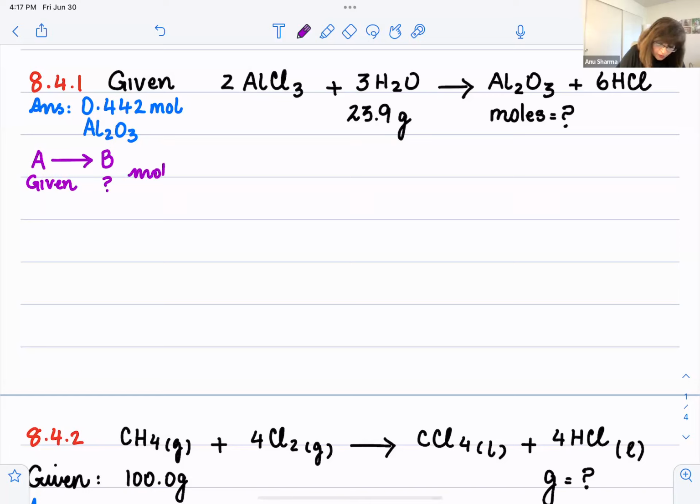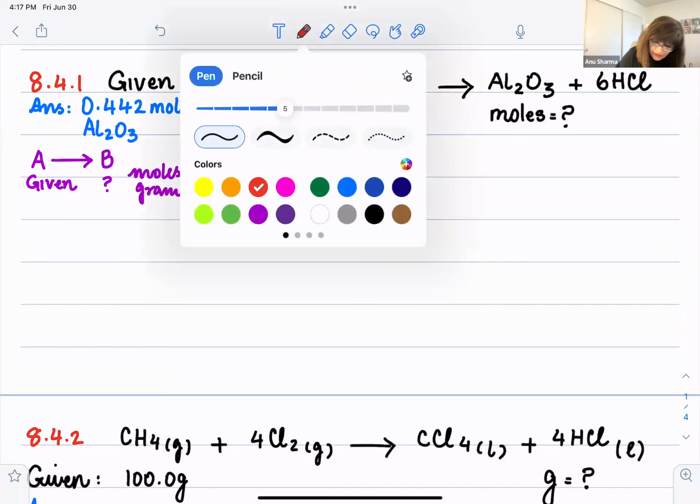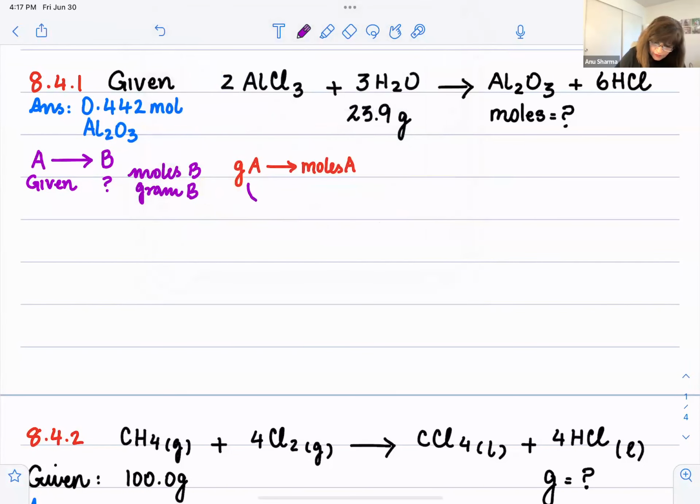Either you're trying to find the moles of B or the grams of B, it doesn't matter. You're still going to use this strategy. So write this down. The strategy is you take the grams of A and convert that to moles of A. How will you do that? You take the grams of A and convert to moles of A using the molar mass of A, okay?